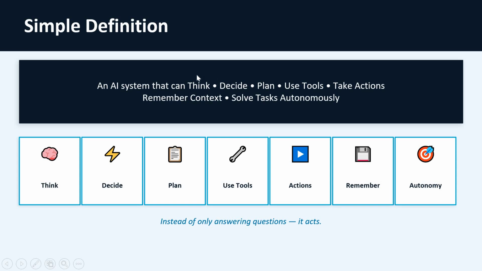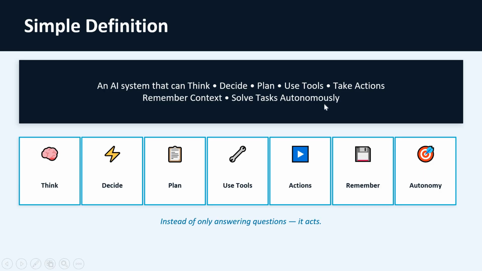We have already seen that thinking is done by the LLM. Decide, what it is to decide. Plan, then tools, where we have different types of tools. Take action, what action it has to take as per the requirement. That can be done by the agents. Remember the context means having some kind of memory, what we have done previously and what we are doing next. Solve tasks autonomously means it will solve the task autonomously.